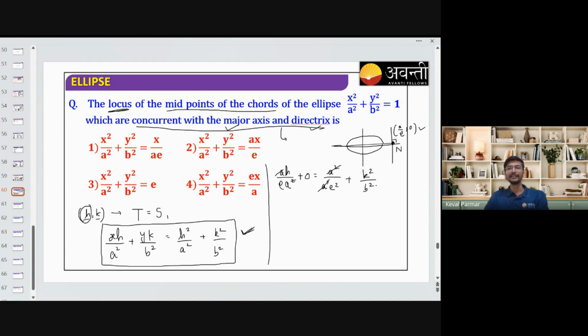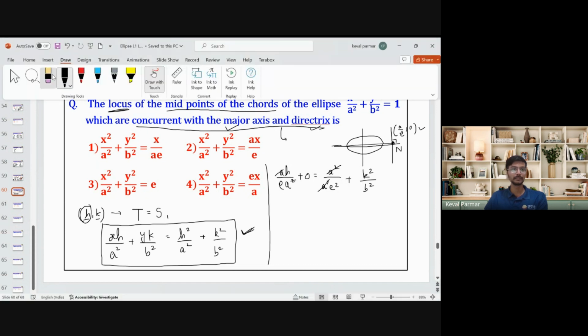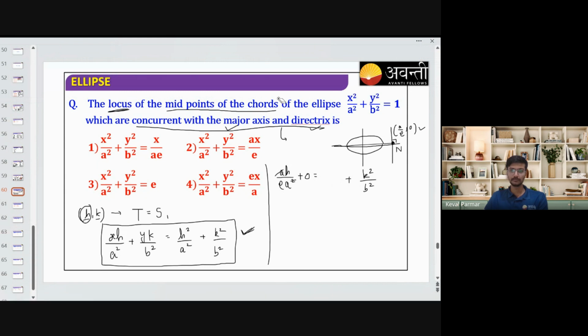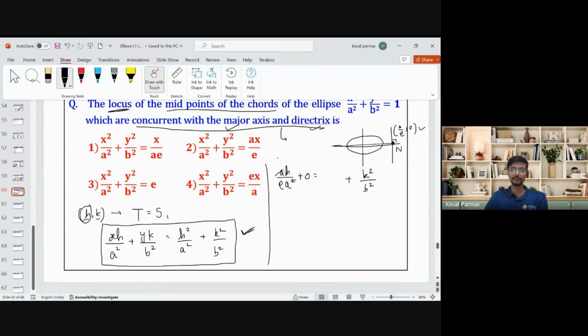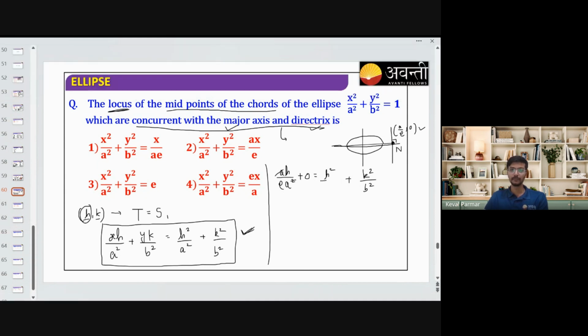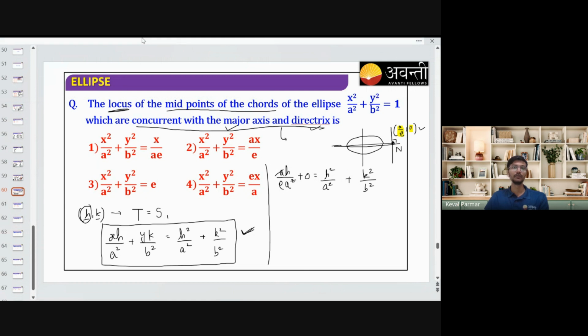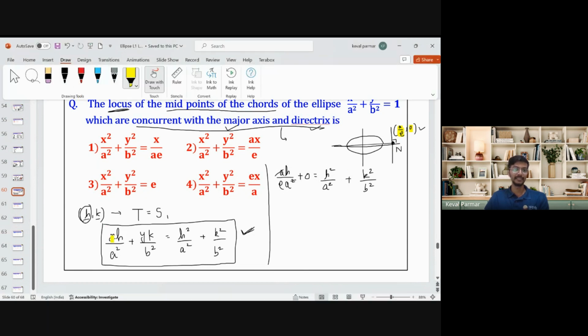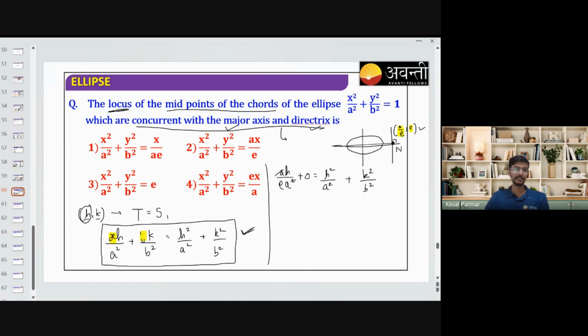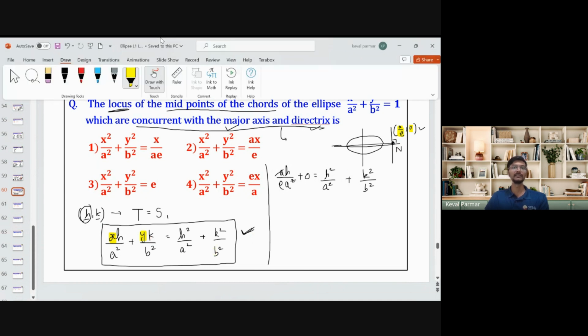So, guys, now what do we do? Do you remember? We made here it will be h square by a square only. In place of x we have to put a by e and in place of y we have to put 0. So if in place of x you put a by e, and in place of y 0, the right hand side will remain the same.